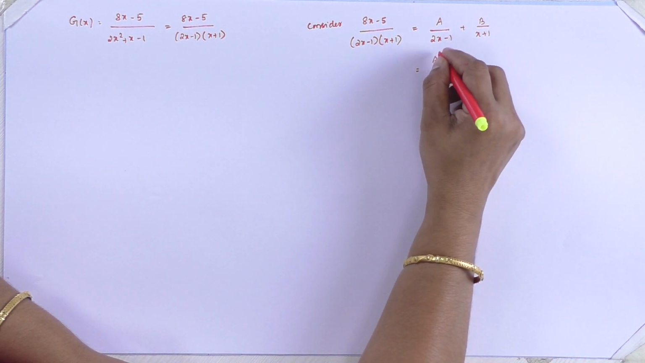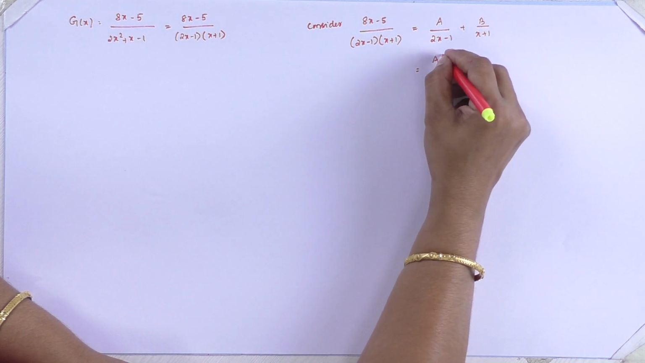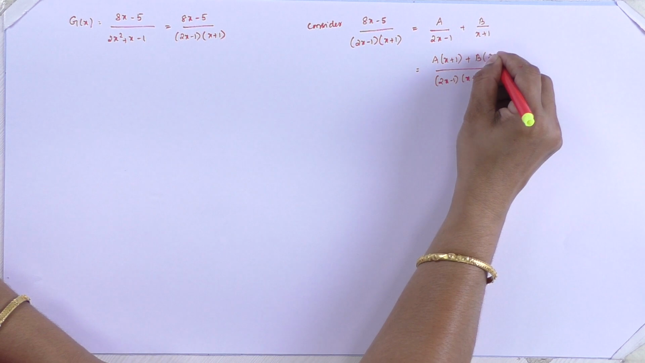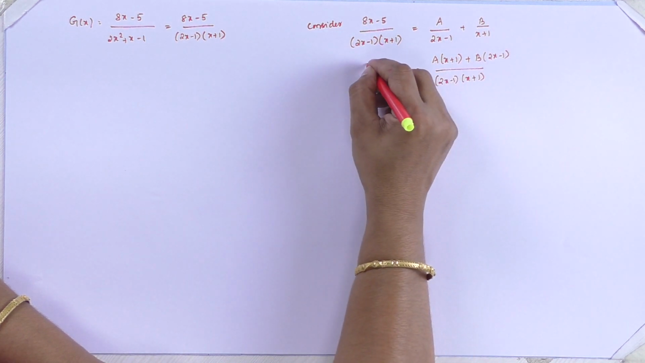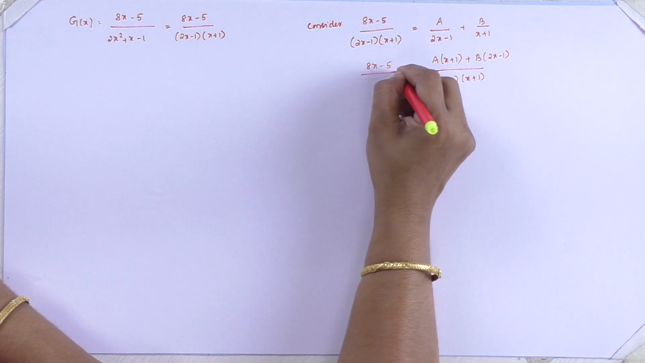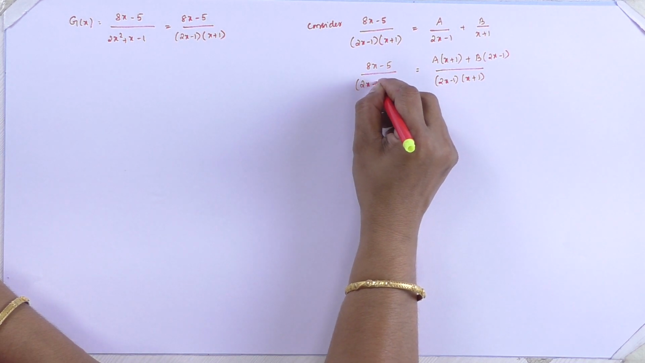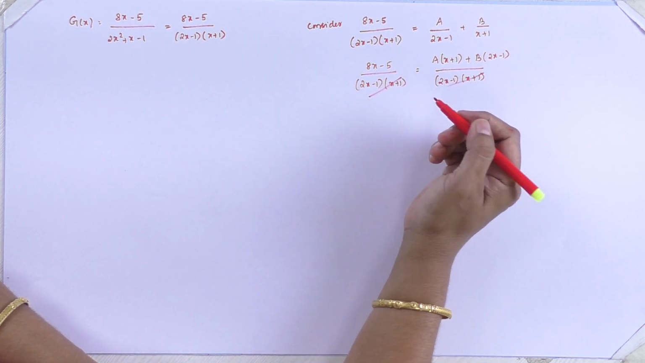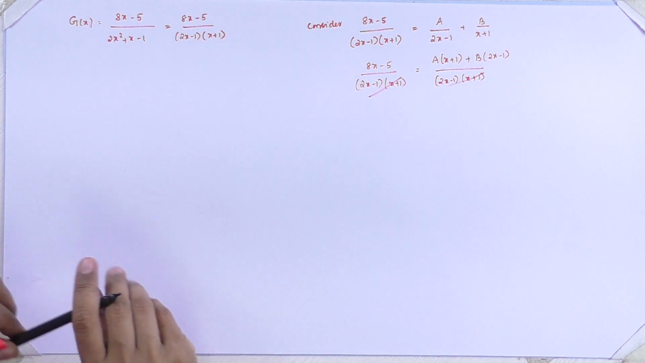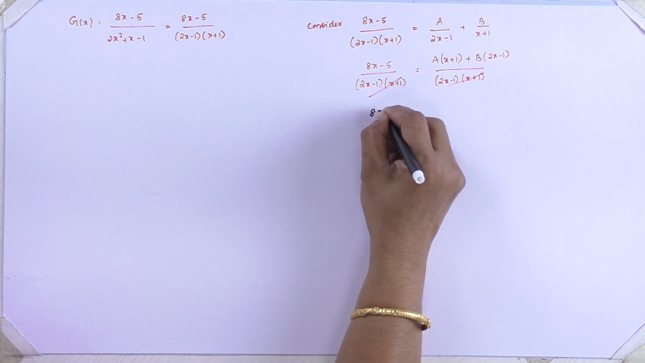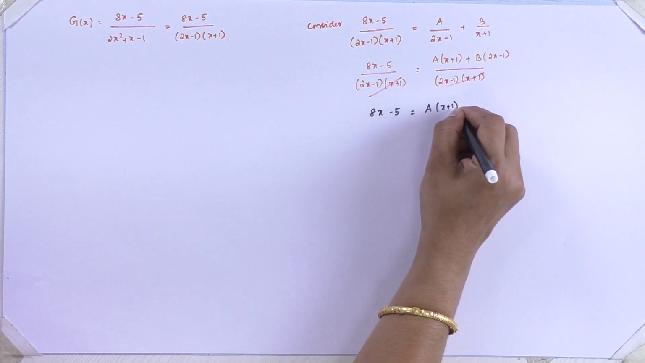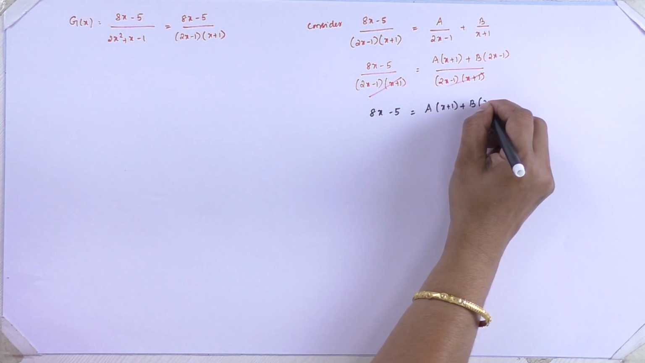So I will get this to be as, here I have 2x minus 1, so x plus 1 is missing, multiply it, plus b into 2x minus 1 is missing. So on either side my denominator will get cancelled, right? 2x minus 1 into x plus 1. On either side my denominator will get cancelled. So I will have 8x minus 5 is equal to a into x plus 1 plus b into 2x minus 1.